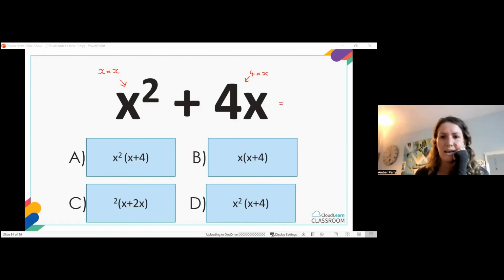So if we take X out of the bracket, then it's just finding out what's left in the bracket. So X squared divided by X, well, if we divide X times X by 1X, then we're just left with 1X there. And then if we divide 4X by X, we have 4. So it's X times X plus 4 there. Okay, so the correct answer was B, which was the majority of the votes. So well done.